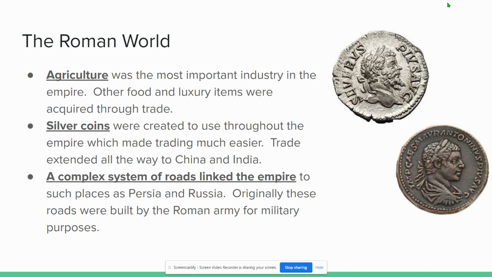So talking about roads, that was one thing that the Romans were great at, developing this very complex system of roads that linked the entire empire. So that reached out into places such as Persia and Russia and even the Far East, as we had just mentioned. Originally, these roads were built by Roman armies for military purposes as they expanded the empire. But once those areas were integrated into the Roman Empire, then they could be used for trading purposes.